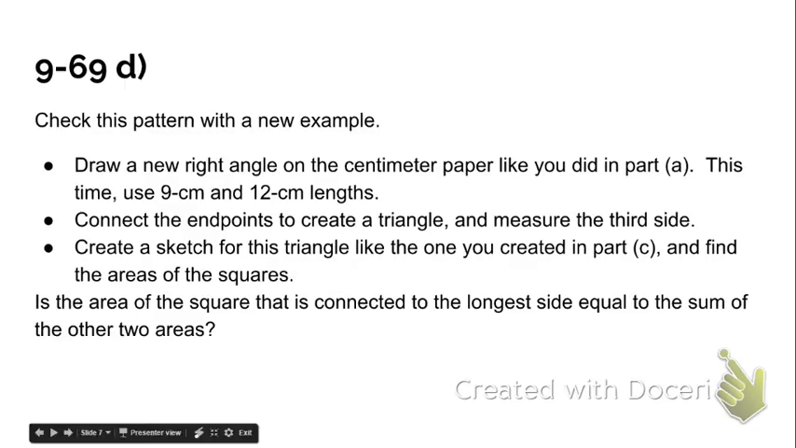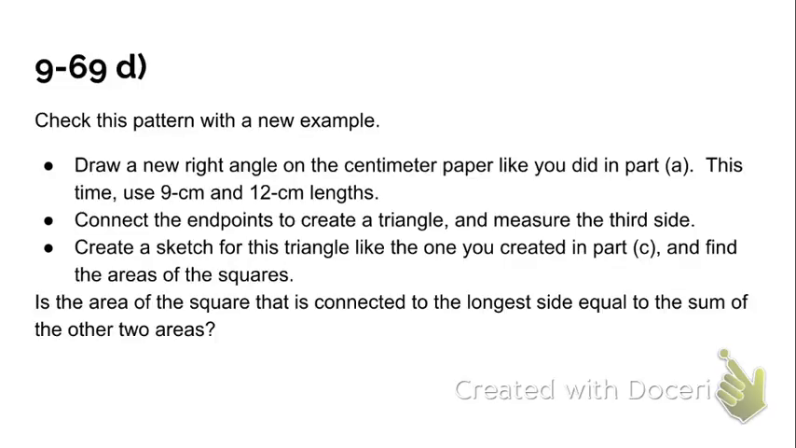So check this pattern with a new triangle. Draw a new right angle on the centimeter piece of paper just like you did in Part A. This time use 9 squares across and 12 squares for the length and the width. Connect the endpoints to make a triangle and measure the third side again. Okay, so once again you're going to have to turn the paper, maybe use a different Cornell note paper so that you can accurately count the exact amount of squares.